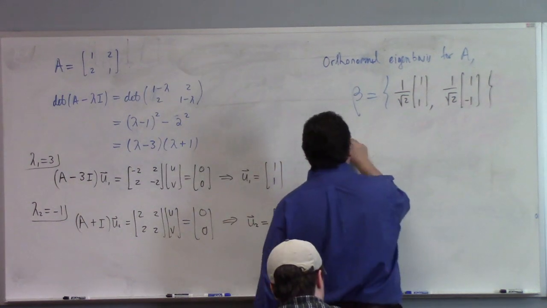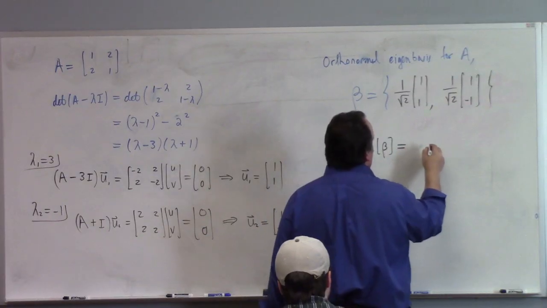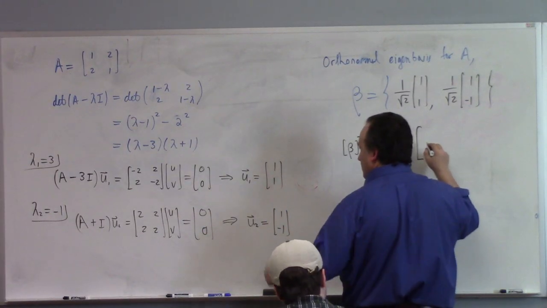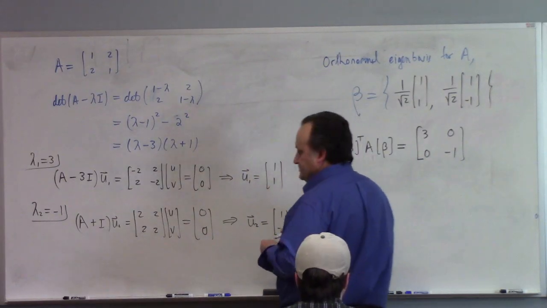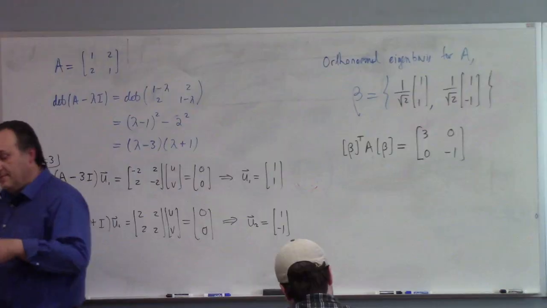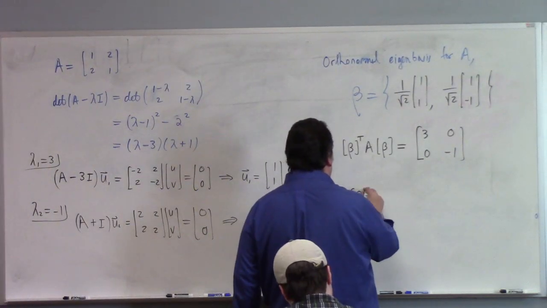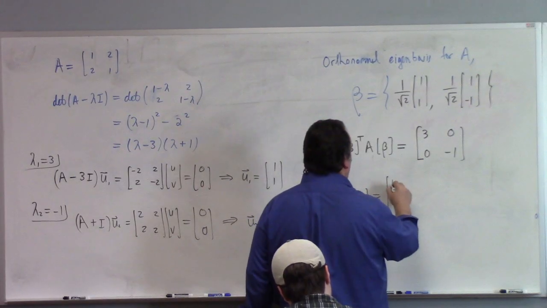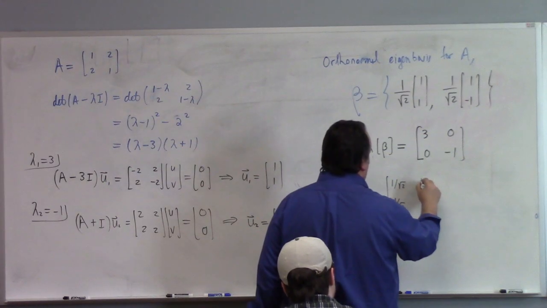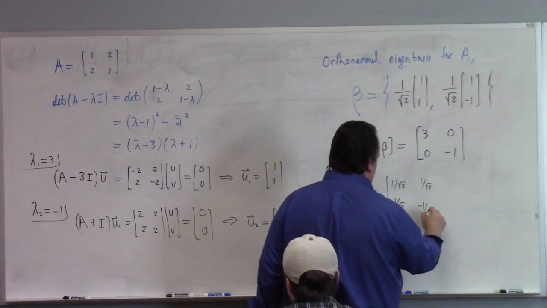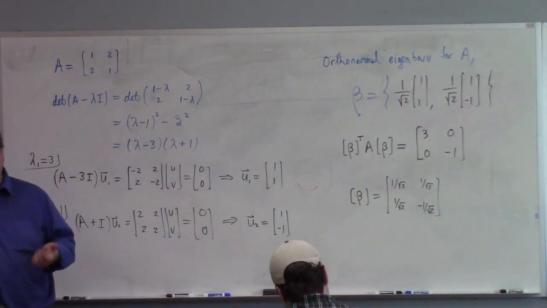And if we calculate beta transpose A beta, we work that out. What we're going to get is simply 3, 0, 0, minus 1. And you can check that that basis matrix that I'm talking about, beta, it's 1 over root 2, 1 over root 2, 1 over root 2, minus 1 over root 2. You try it out. That matrix, the inverse is the transpose.